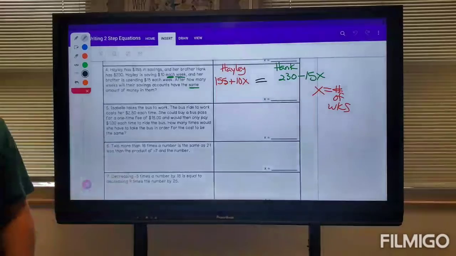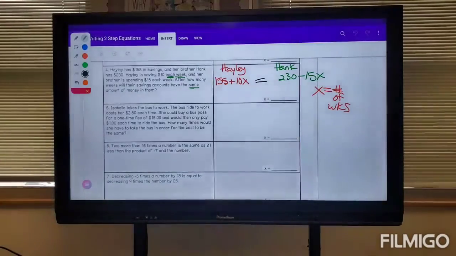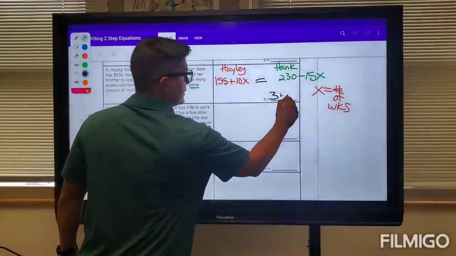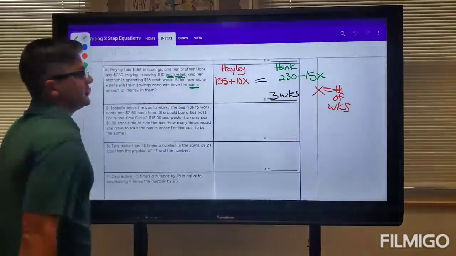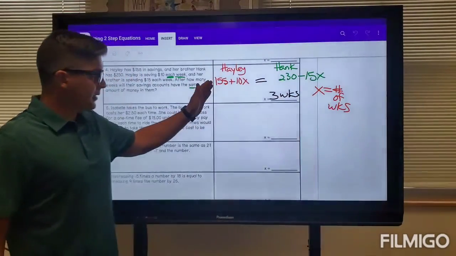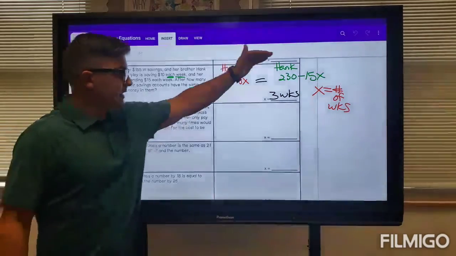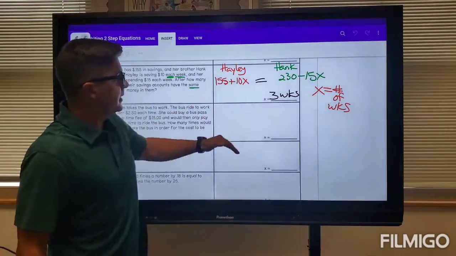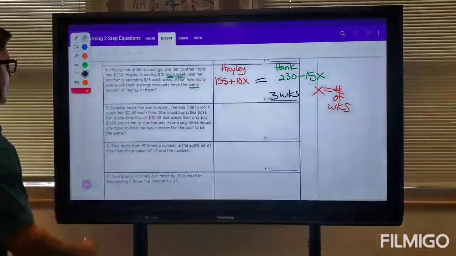And once you go ahead and do that, you're going to get for a final answer, after 3 weeks. So after 3 weeks, they're going to have the same amount. Because he had more, she had less. He spends, so his bank account is going to decrease, her bank account is going to increase. And at 3 weeks, they'll have the same amount.